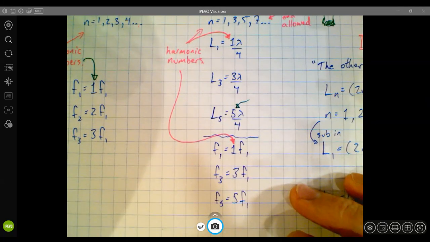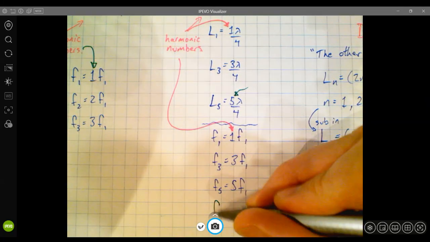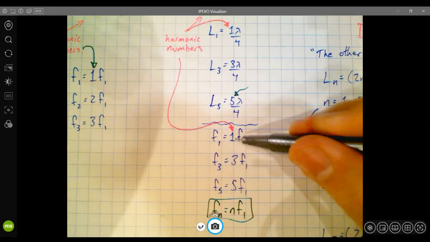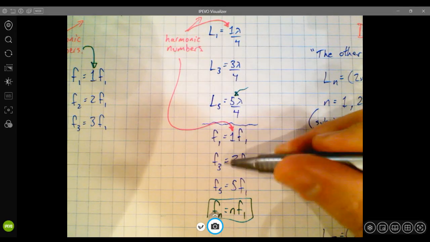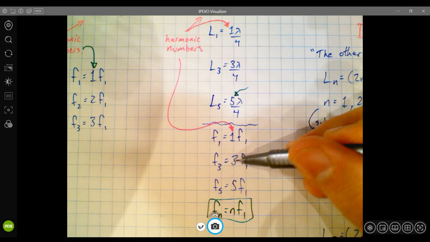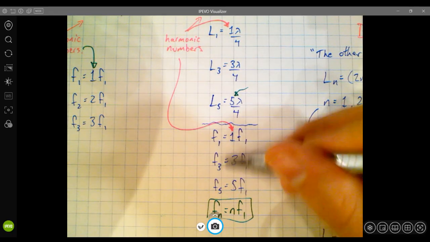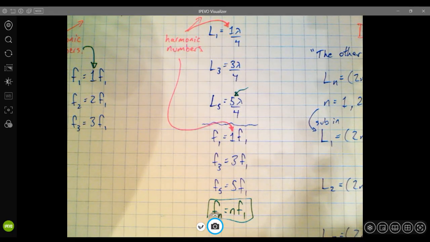Down here, we use the exact same equation, Fn is equal to n times F1, to figure out what the frequencies would be for the higher harmonic resonance frequencies. So third, fifth harmonic. Notice that they're always these odd harmonic numbers, never the evens.